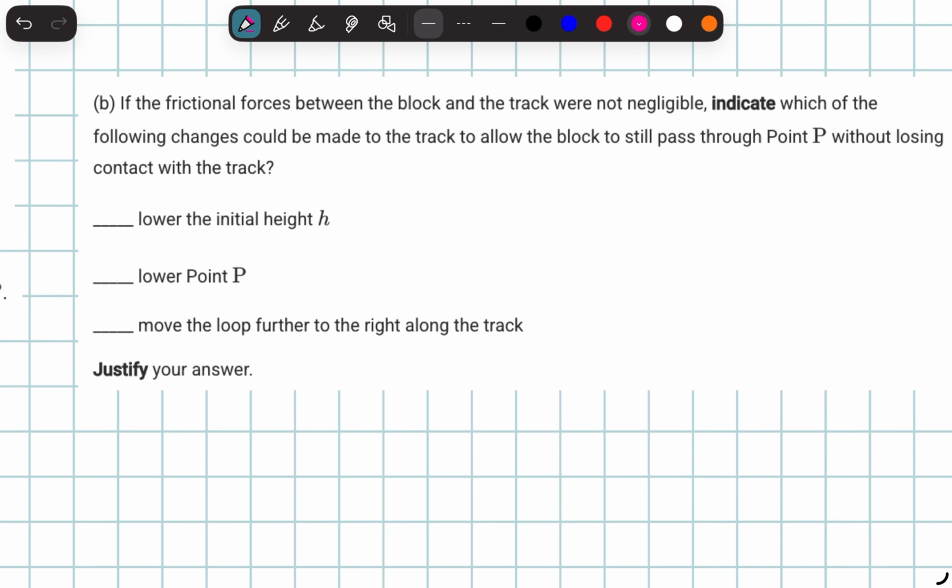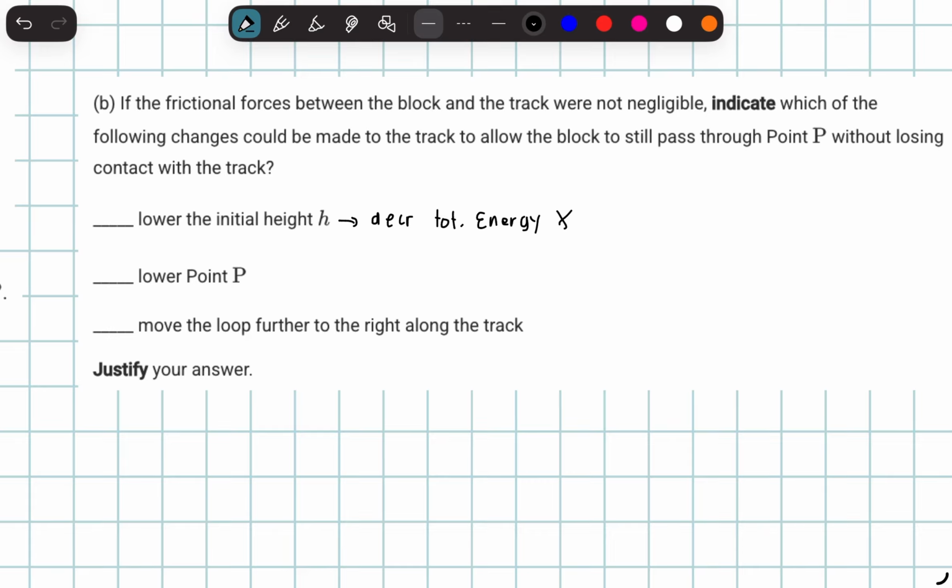If the frictional forces between the block and the track were not negligible, indicate which of the following changes could be made to the track to allow the block to still pass through point P without losing contact with the track. So, let's see here. Lower the initial height h. If we lower the initial height h, this is just going to decrease our total energy, which is not right. That's not what we want to happen.